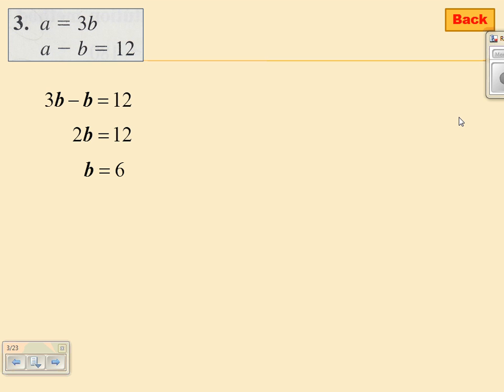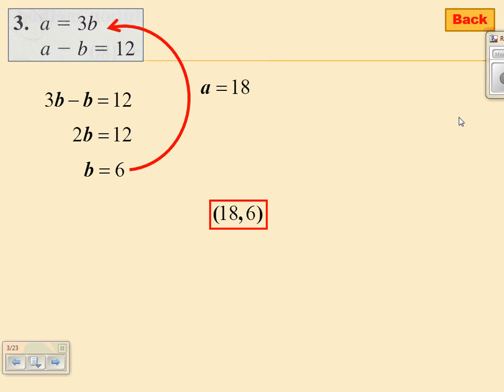That's not my final answer because I still want to figure out what a is. So I'm going to put it back into the top equation. I can either put it into the top or the bottom, but just by looking at it, the top equation is easier to plug into. So I put 6 in for b in the top equation, and I get a equals 18. The answer for this is 18 comma 6. The way you write it in parentheses is alphabetical order: a and then b, 18 and 6.